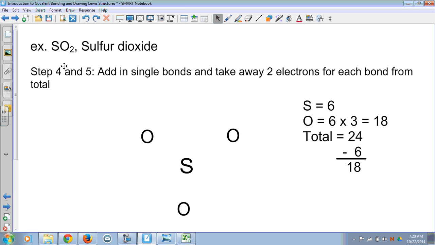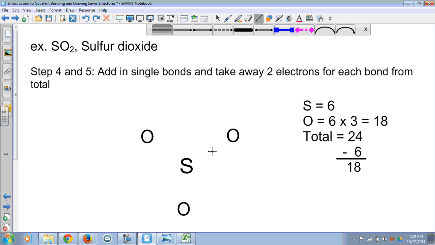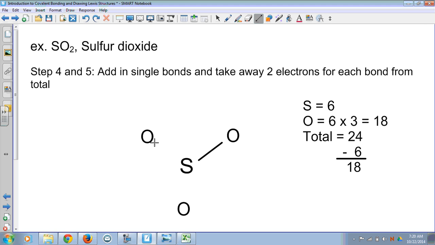The next thing we want to do is add in single bonds. So let's draw in these straight lines between our central atom and our surrounding atoms. So we got a line right there, we got a line right there, and a line right there. Now, our total is 24, but we just put in 3 bonds. Remember, each bond is 2 electrons. If it's 2 electrons, that means we just put on 1, 2, 3, 4, 5, 6 electrons. Let's take that away from our pool. 24 minus 6, we've got 18 left.